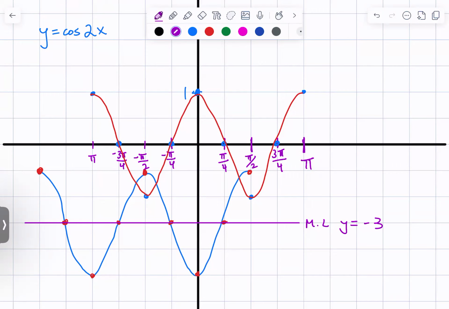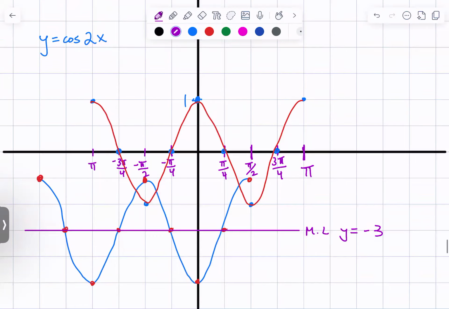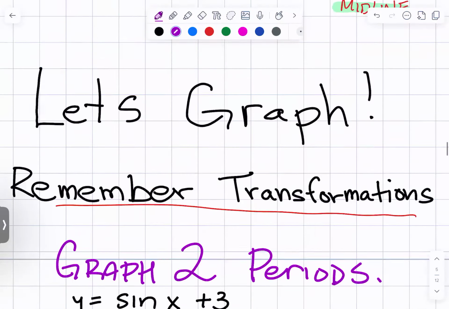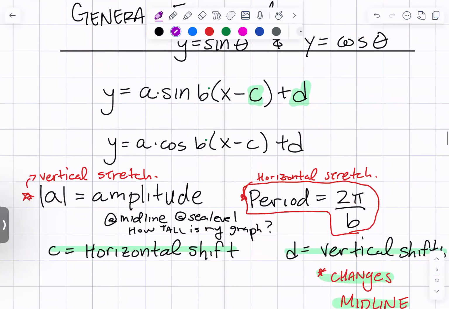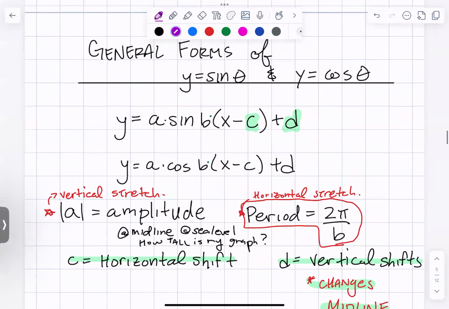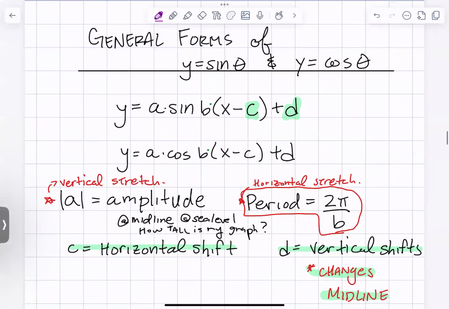All right. So that's how you graph sine and cosine and things you need to know. I'm going to end with just your general form of sine and cosine.